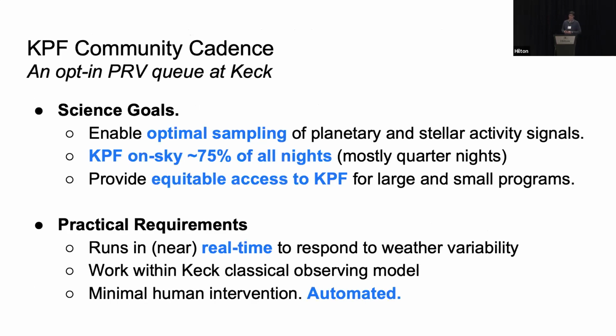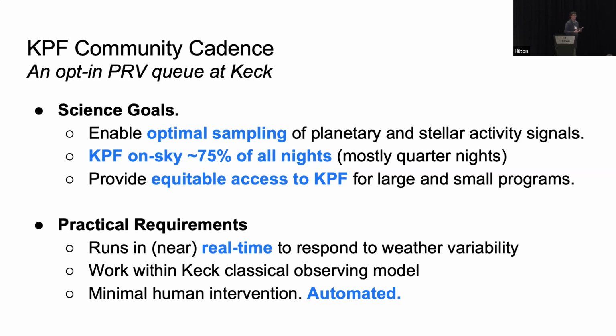So here's what we're going for. It's a new program called KPF Community Cadence. And what it is, is an opt-in PRV queue at Keck. So our main science goals are enabling optimal sampling of planetary and stellar activity signatures. Our goal is to get KPF on sky most nights. 75% would be ideal. And this is going to be done mostly through quarter nights. And we want to provide equitable access for both large and small programs.